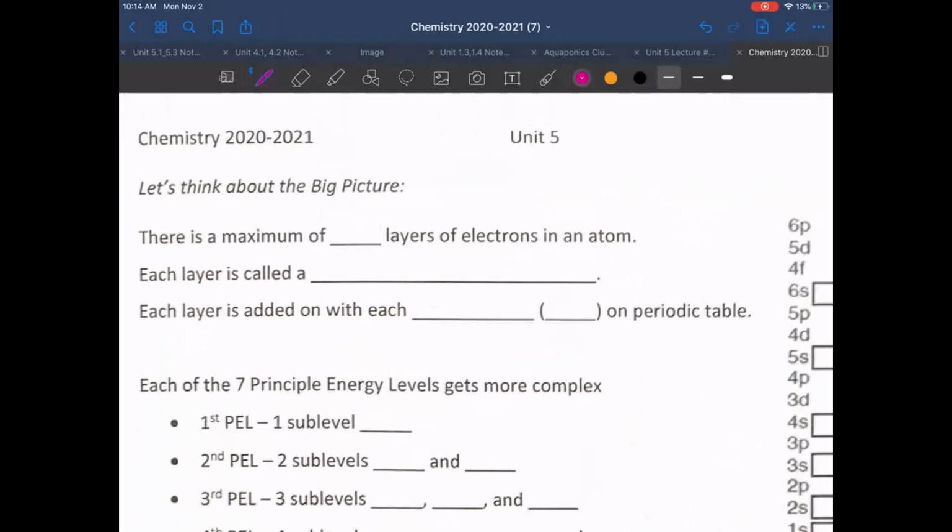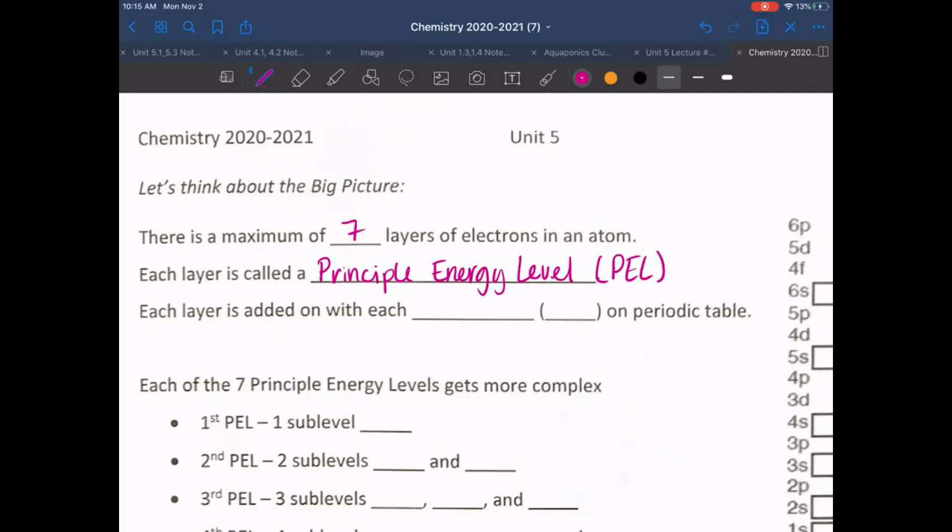Okay, so thinking about the big picture, we're going to talk just a little bit more about this. Well, we can only have a maximum of 7 layers of an electron. And so we give a fancy name to each of these layers that these electrons can exist in. Each is called a principal energy level, or PEL.